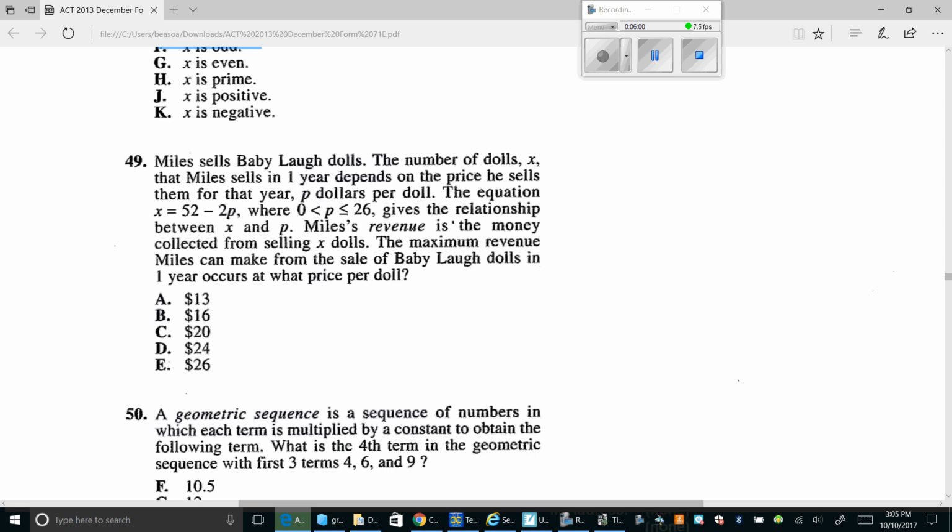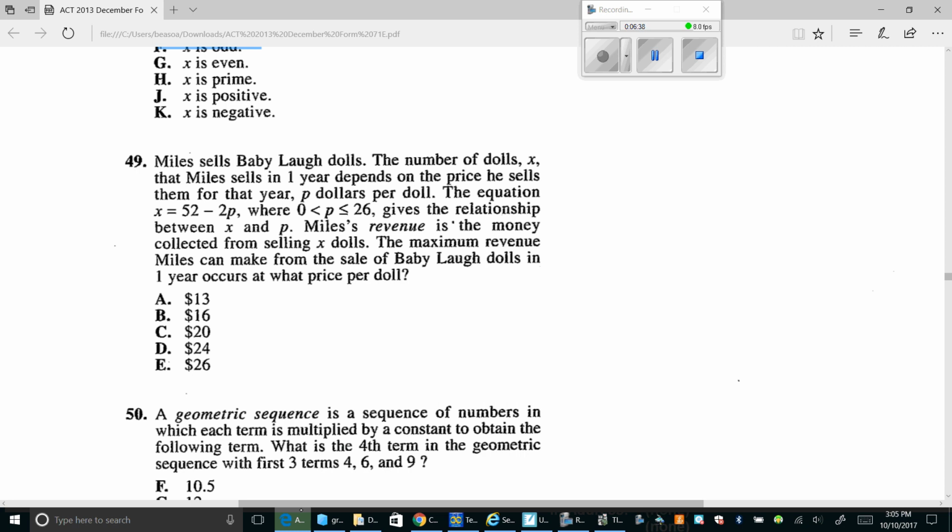All right, 49. We've got baby laugh dolls, and the number of dolls in 1 year depends on the price that he sells them for. This is the equation that gives a relationship between the x, which is how many dolls they sold, and this is how much money they collected. So to figure out where the highest point, where the maximum revenue is, we want to do the dolls times the price.